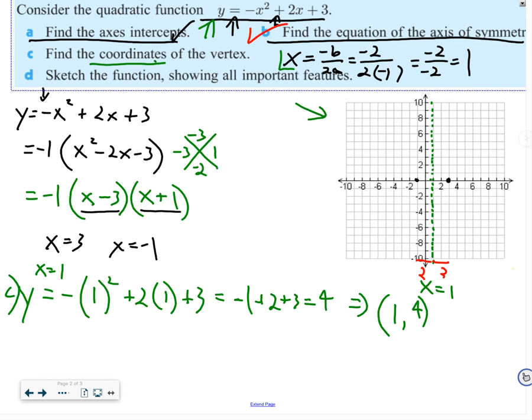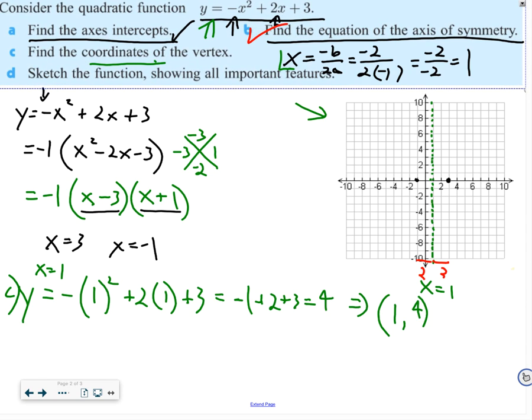Okay. So the last piece is to sketch those things. So I'm going to go ahead and sketch my vertex at 1, 4. Okay. So I have all those 3 points. Okay. I also want to find, I missed a step here in part A.